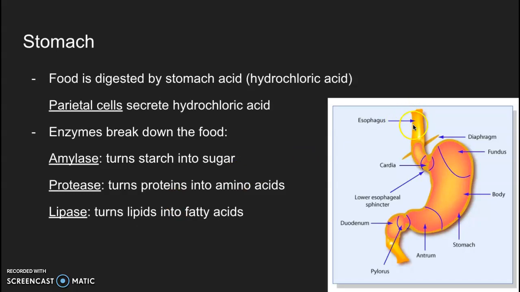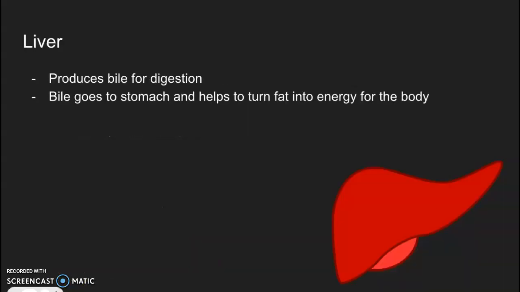So as you can see, the esophagus is right here. Food will go down, it will go to the sphincter, which is right here, and the food will go into here. The rest of the food at the bottom will be digested. And then whenever it's ready, it will go through right here into the duodenum and into the next system, which we'll discuss in a bit.